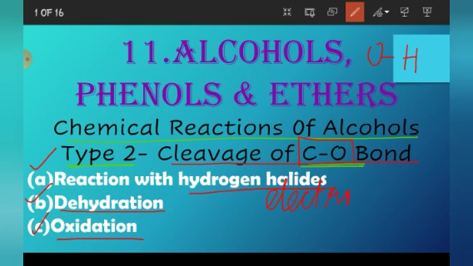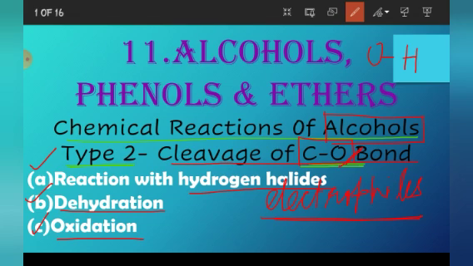If you have seen the last video, you will understand this meaning: in type 1 reactions they act as nucleophile, and in this type of reactions they act as electrophiles. And also this type of reaction is shown by only alcohols. Phenols show this type of reaction only with zinc. It is given in your NCERT also that phenols show this type of reaction only with zinc to give benzene.